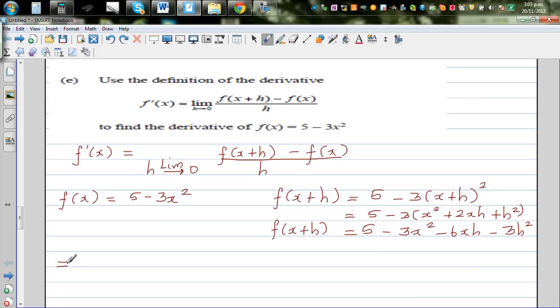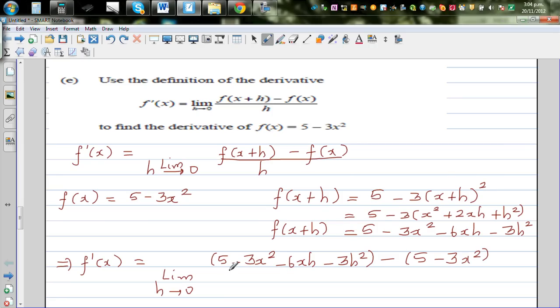So using this definition, I can say f dash x is equal to the limit when h approaches 0 of f of x plus h, which I'll write in the bracket, 5 minus 3x squared minus 6xh minus 3h squared, minus f of x. f of x is 5 minus 3x squared, over h.